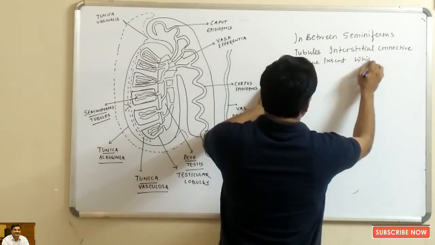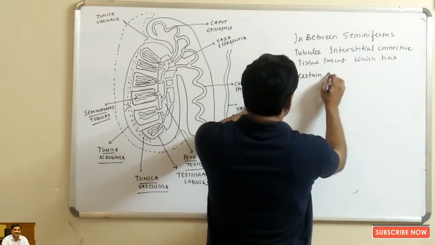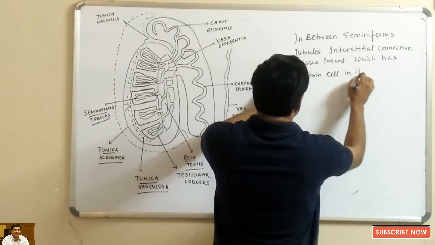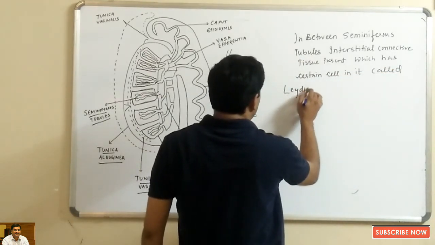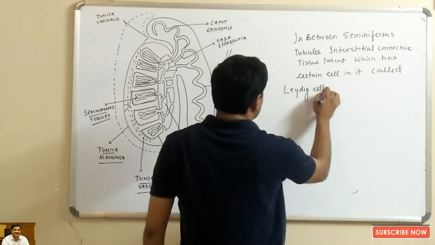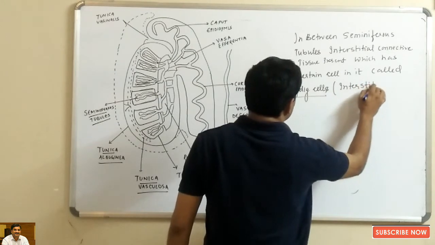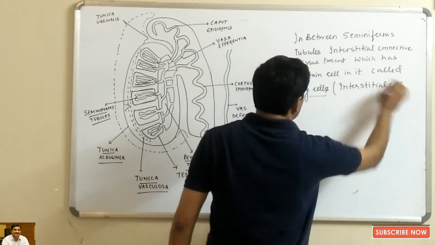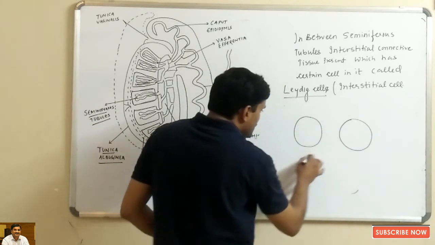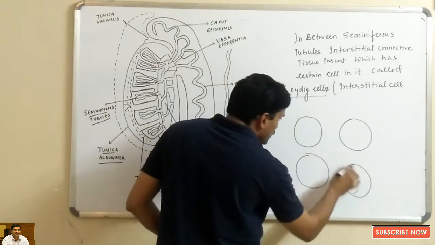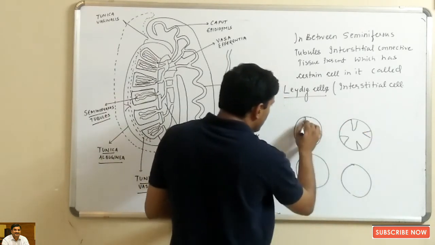Which has certain cells in it called very important Leydig cells. These Leydig cells are also called interstitial cells. What I want to say is, if these are the seminiferous tubules of the testes, these are seminiferous tubules.